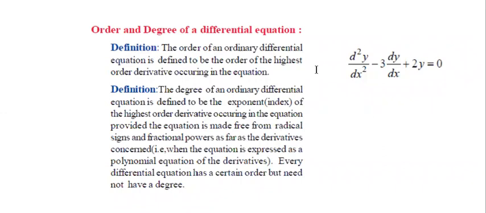See the example here, d square y by dx square minus 3 dy by dx plus 2y is equal to 0. The highest order derivative here is d square y by dx square only. What is the power? 1 only. So in this case, the order of the differential equation, the highest order, is second order only, that is 2. Then the degree is the exponent of the highest order derivative. The exponent of the highest order is 1. So the degree is 1. So we can identify like this. Okay.